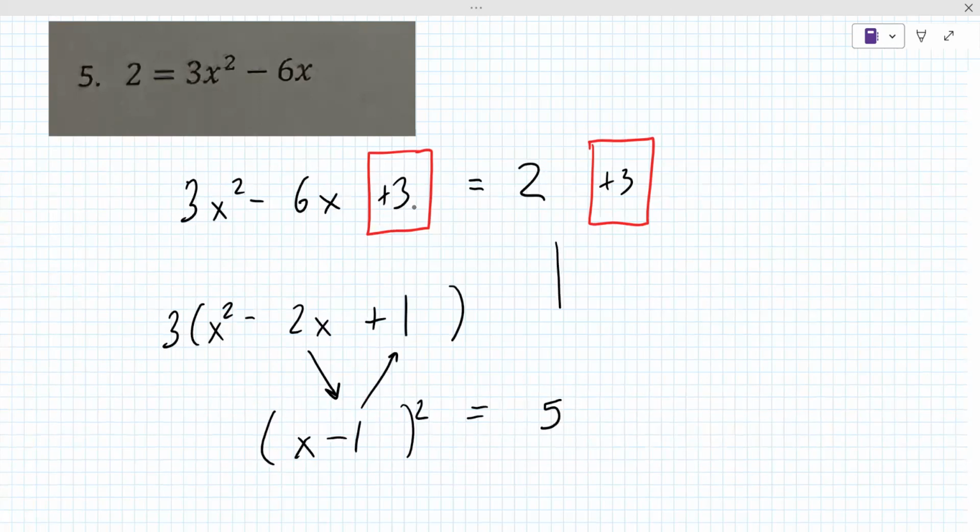Okay, so this time you bring the 5 down, bring the 3 down. All right. So what I'd like you to do is solve this from here. I'm going to step away for like 30 seconds. I'm going to grab a drink from the kitchen, but I'll be right back. Okay.